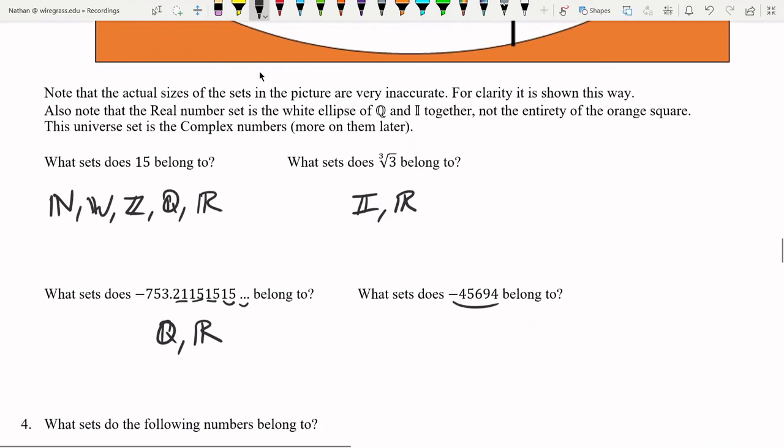So what you're looking for whenever you're classifying these things is the smallest subset that it fits in. Once you find that, then all you have to do is look through all the nested subsets and go from there.